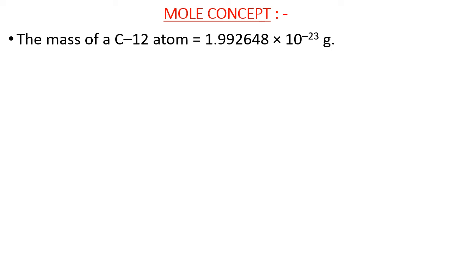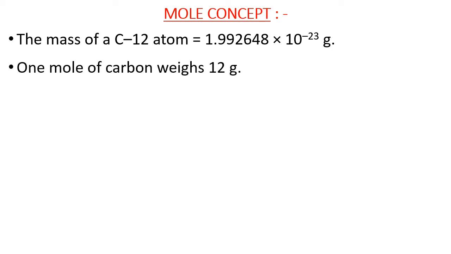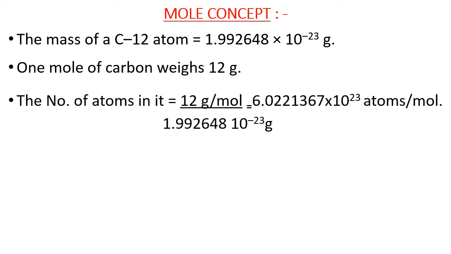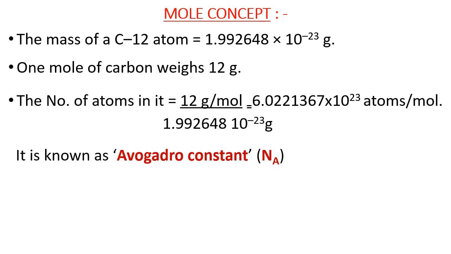The mass of a carbon-12 atom is equal to 1.992648 × 10^-23 gram. 1 mole of carbon weighs 12 gram. The number of atoms in it is equal to 12 gram per mole divided by 1.992648 × 10^-23 gram, which becomes equal to 6.0221367 × 10^23 atoms per mole. It is known as Avogadro's constant, denoted by capital N subscript A.